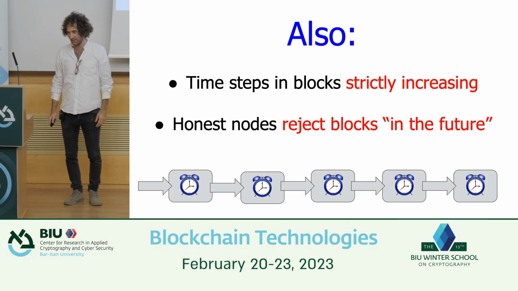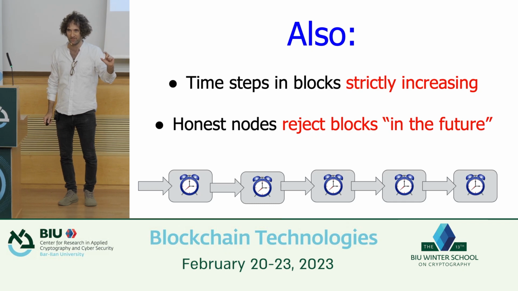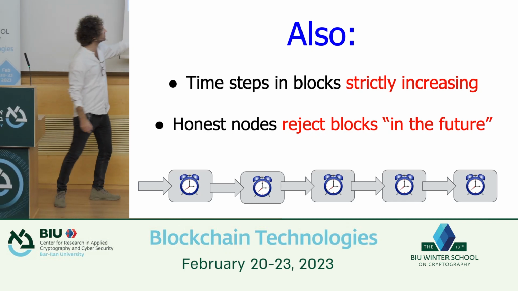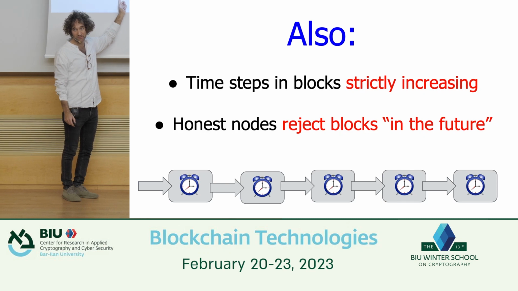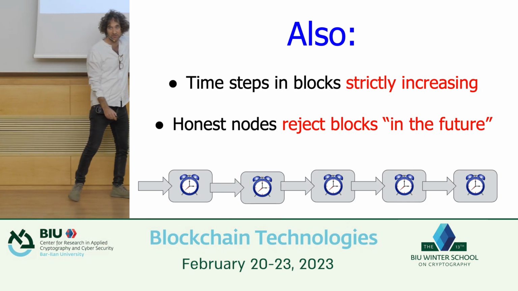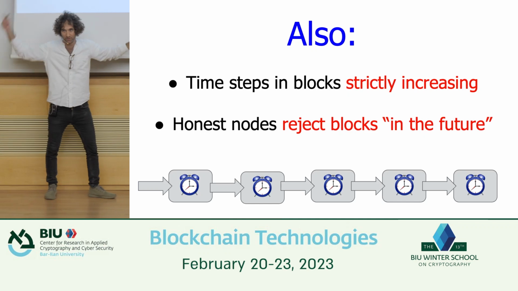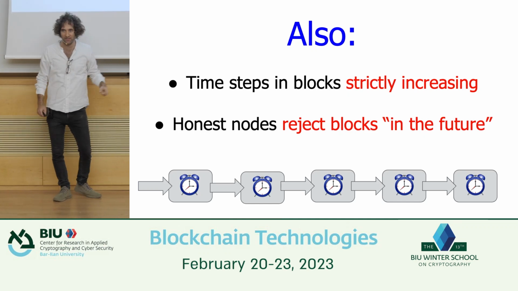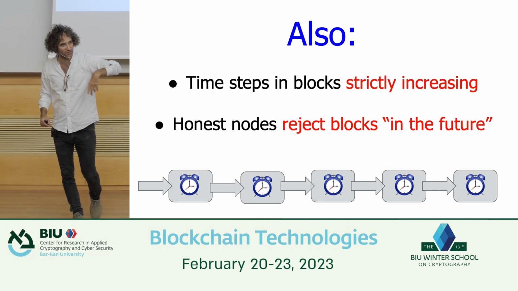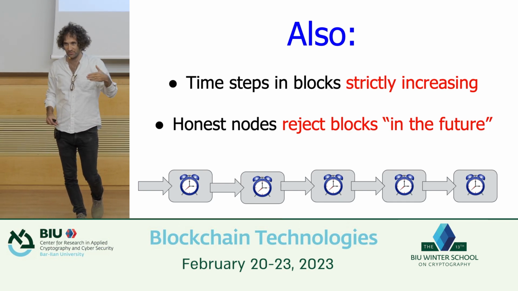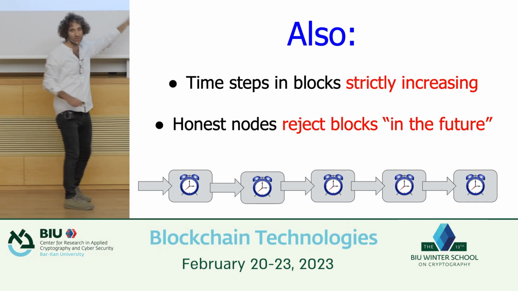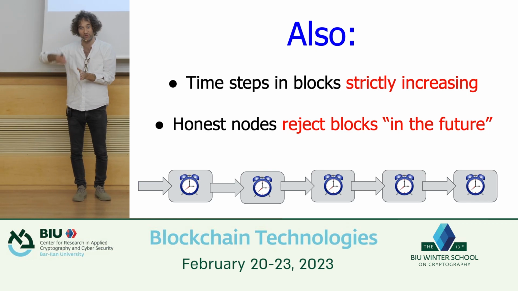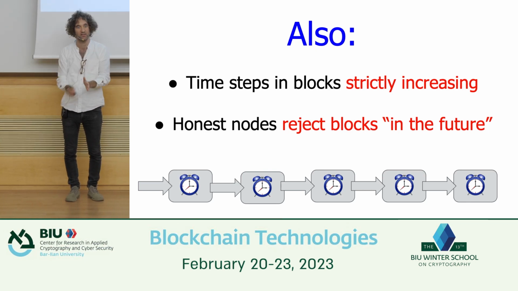There are two extra rules you need to enforce for this to not be broken. The first one is that the blocks now need to contain the time steps, and I need to require the time steps to be strictly increasing, because otherwise somebody can clearly go back and be a leader from the past. Second, I don't want a leader for tomorrow. I want the leaders to be from now. So if somebody sends me a block that has a leader from too far in the future, much more than delta in the future, I'm going to reject it.